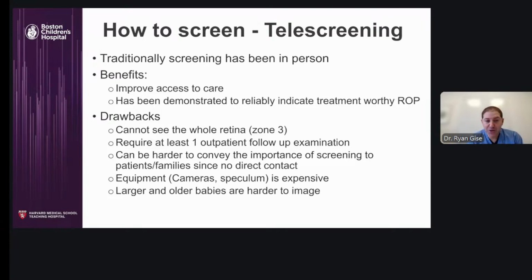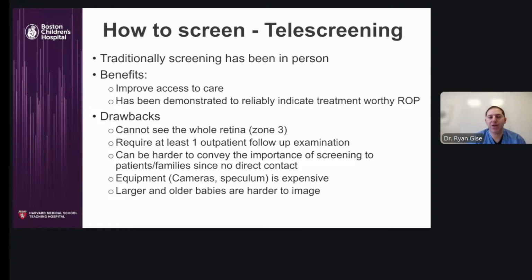There are some drawbacks to it, though. You obviously can't see the whole retina into zone 3, or it's very challenging. So babies cannot really be graduated from screening or transition to the next phase of their care, which is follow-up with a pediatric ophthalmologist for regular vision checks and strabismus and amblyopia evaluations, until they've had at least one outpatient exam. It can be harder to convey the importance of screening to patients and families since there's no direct contact. When we're rounding in person, we're able to explain why we're doing what we're doing and how important it is and the risk of blindness.